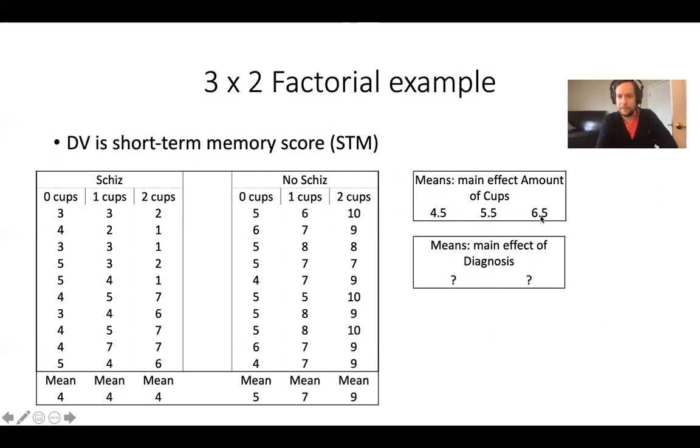Remember, these 3 things are marginal means. The means that are compared for a main effect are marginal means. These are the marginal means for the main effect of amount of cups of coffee. The marginal means for the main effect of diagnosis will be right here. There's only 2 of them.